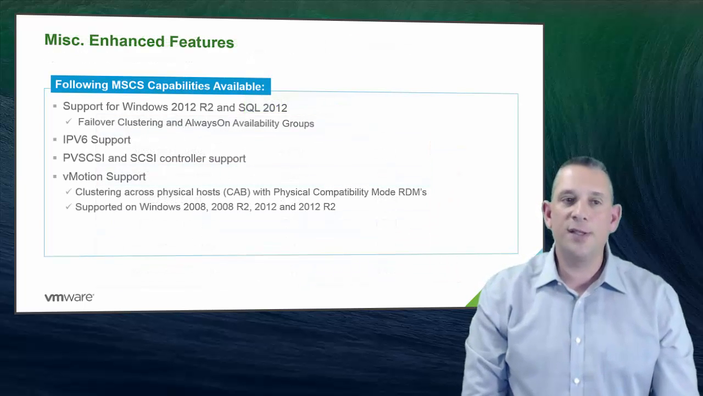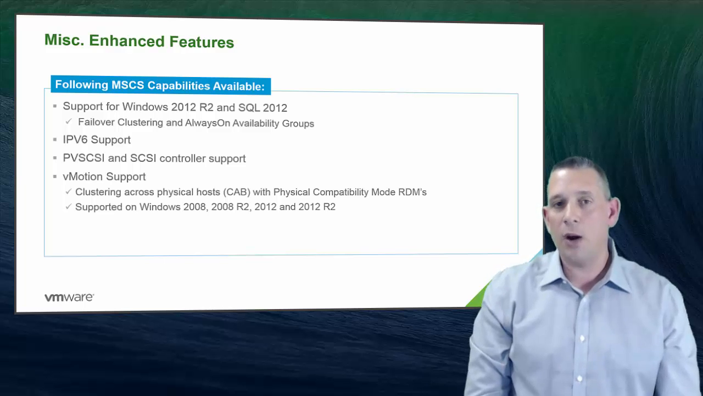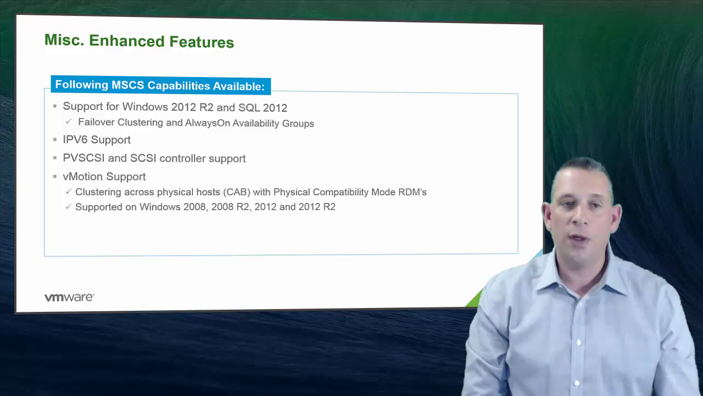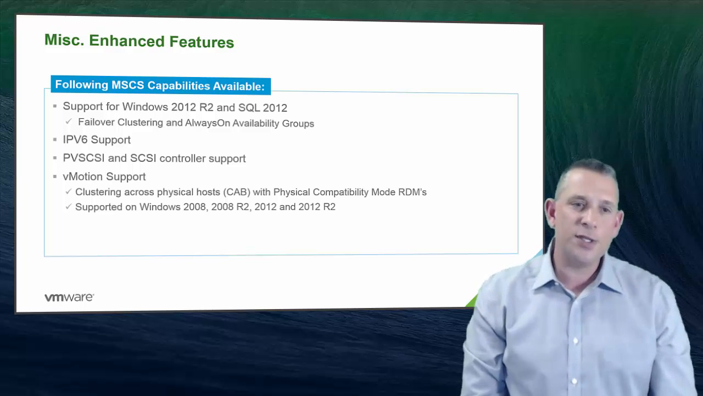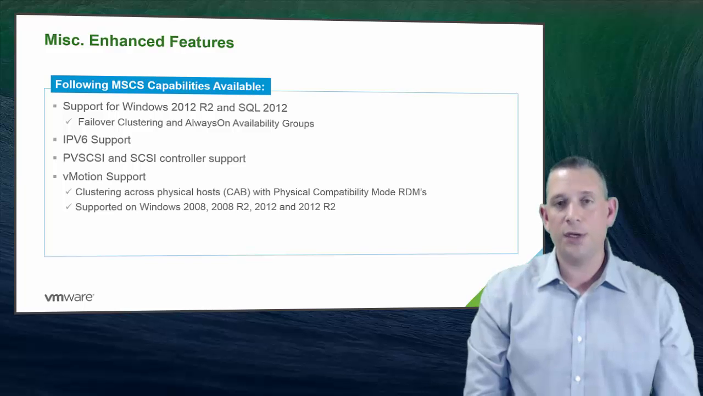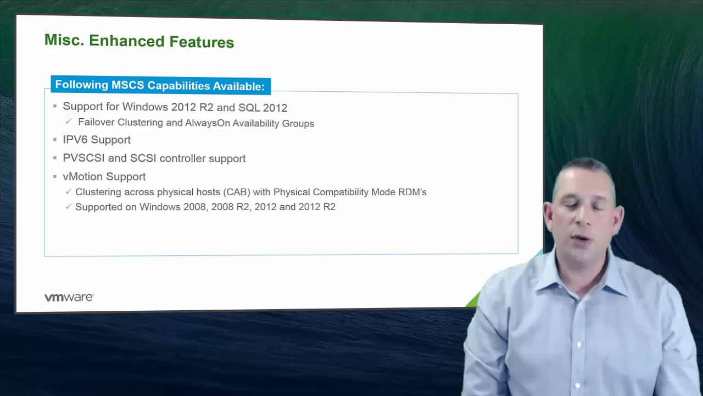And finally, we've made some miscellaneous enhancements to the Microsoft Clustering Service compatibility. As you see, we now are supporting Windows Server 2012 R2 and SQL 2012 for Always On availability groups as well. We've included IP version 6 support for it, as well as being able to vMotion between your physical hosts if they're using RDM type connections to your data sources. So those are just some of the advancements that we've made.